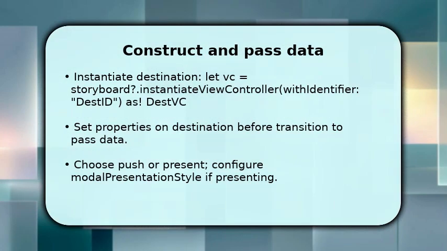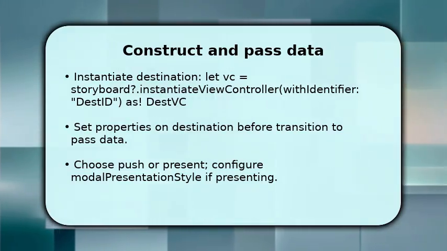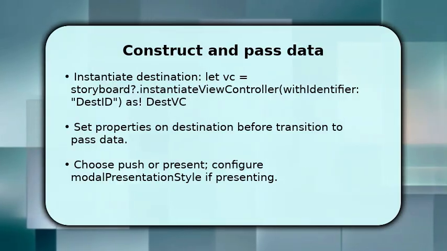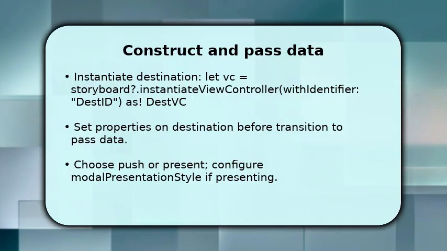You now build the transition and attach data. Instantiate the destination controller, cast it to your subclass, then assign any properties or delegate references. Do this before navigation so the destination sees the data in viewDidLoad.